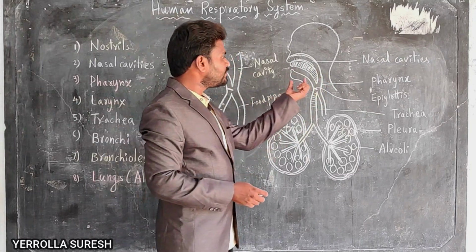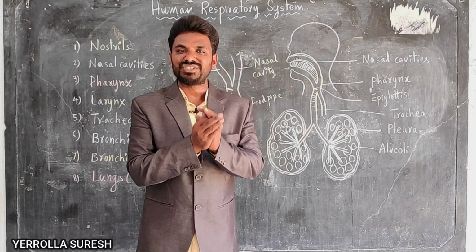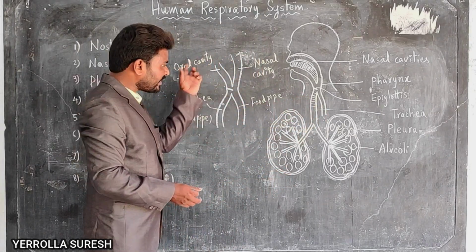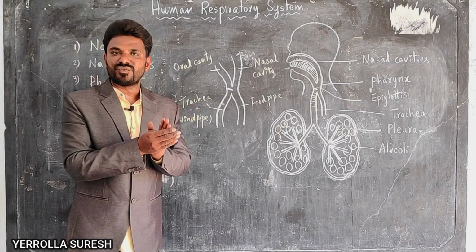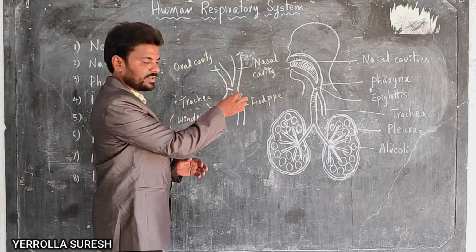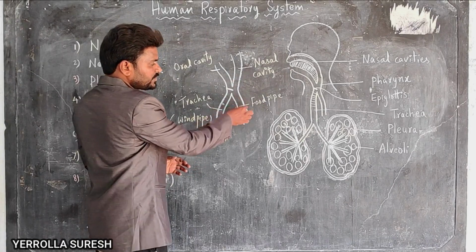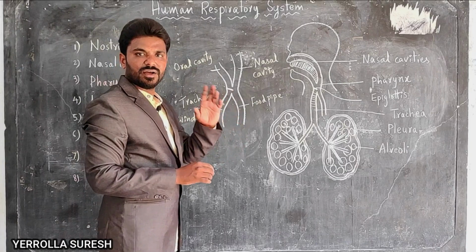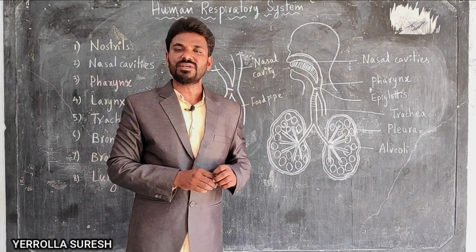Here, all these four ways are joining together, a junction of the food pipe and the windpipe. Here we can see, this is the pharynx. A junction of the food pipe and the windpipe is called the pharynx. Here, this is the oral cavity, this is the nasal cavity, this is the windpipe, and this is the food pipe. The junction is known as the pharynx, but here is a problem. What is the problem?